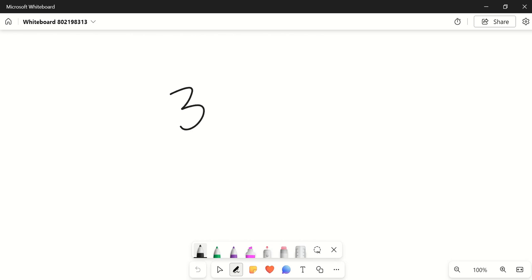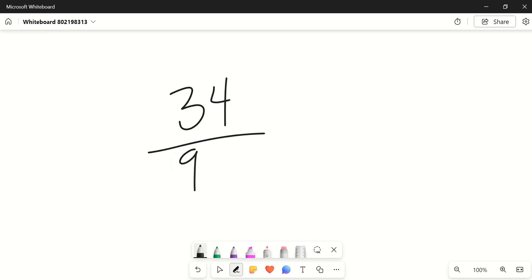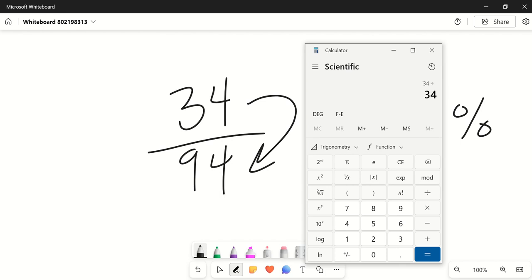So the change is the numerator. The original one, or the one that came before 1922, was 94. So this is how we wrote our ratio. When we divided 34 by 94, we ended up rounding it to about 36%. 34 divided by 94 gave us 0.361. Again, the decimal jumps twice, so it'd be 36%, but it'd be 36.17, and so on. And they told us to round to the nearest whole number. That one tells me just to cut everything off, and it'll just be 0.36 or 36%.